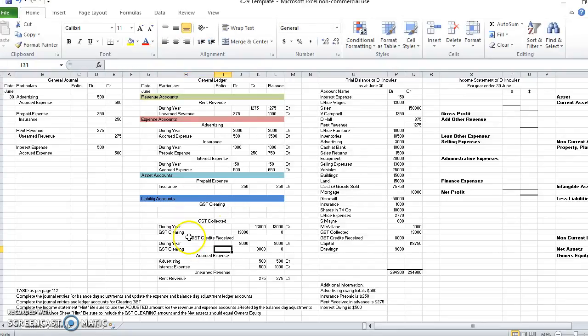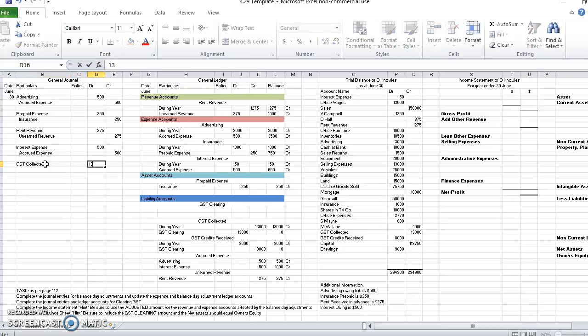So we aren't finished yet. We need to do our journal entries and also record it in our GST clearing account. So how do we do that? We've got the GST collected account was debited for $13,000. That's how we read our ledger. GST collected was debited for $13,000. So that's how it appears in our journal.